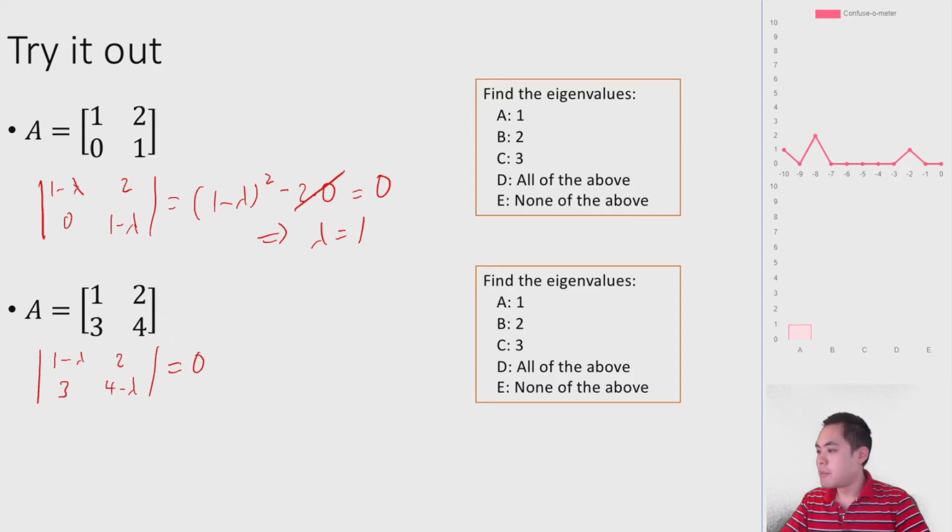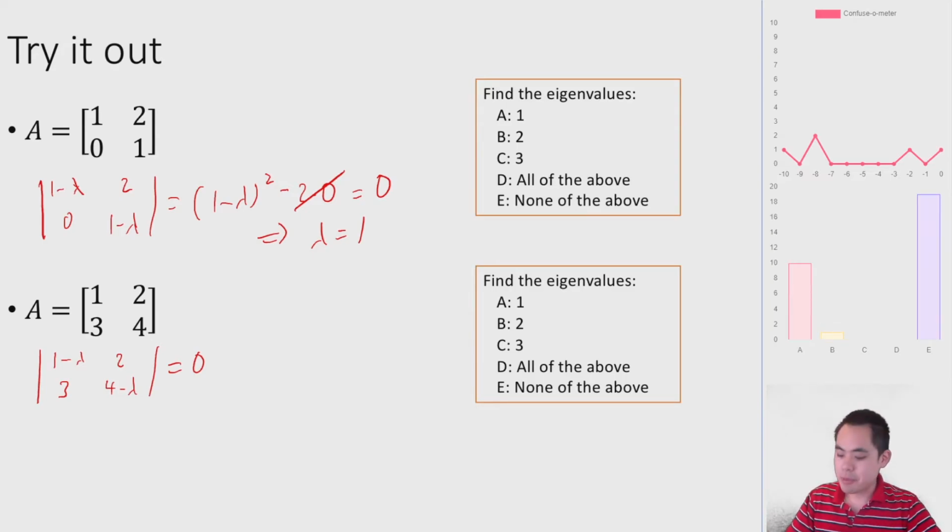Okay, it looks like we have a mix of responses. So let's see what happens. Oh, sorry, this is still updating. Okay, so it looks like A and E are our two responses. So let's see what happens.